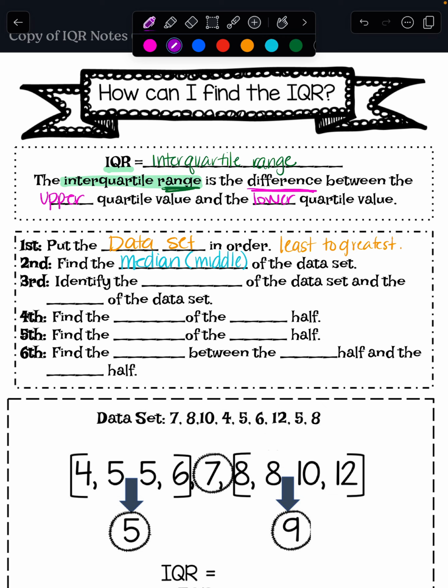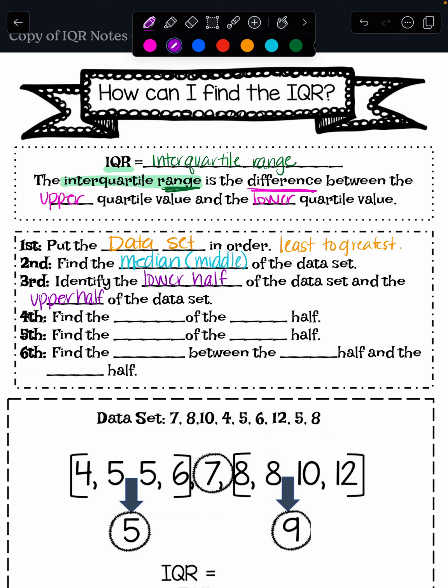Then we are going to find the lower half of the data set and the upper half of the data set. Once I know where the middle or the median is, I can cut that data set in half, and then everything to the left will be the lower numbers and everything to the right will be the upper numbers or the bigger numbers.